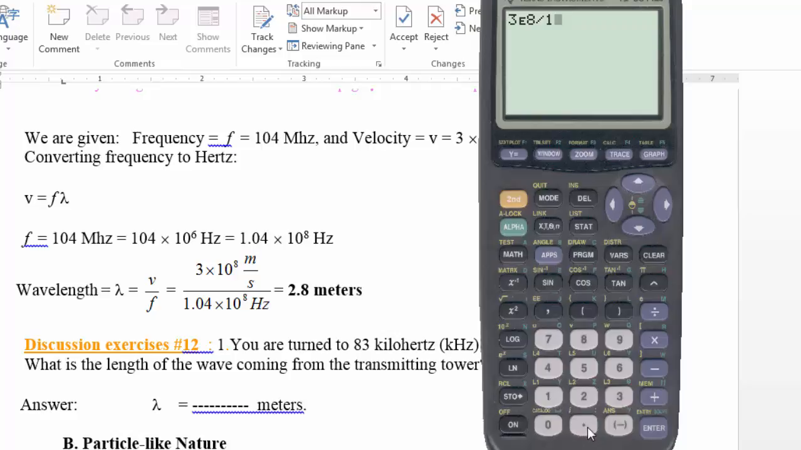So we go 1.04 and hit the EE. So that's times 10 to the power. And now we write 8. And we press enter.